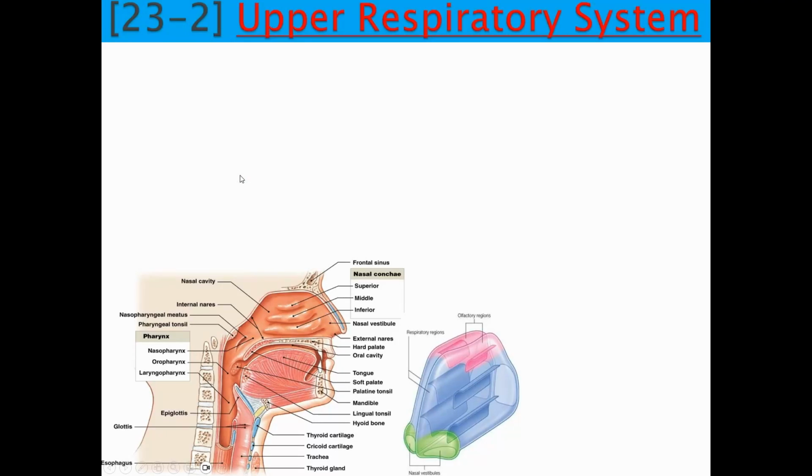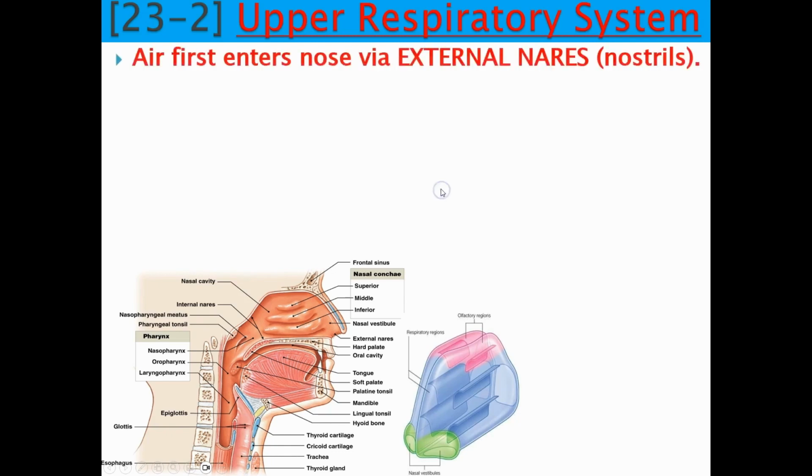All right, so let's get into the upper respiratory system, which is the second section of our Pearson book. We're following right along in chapter 23, part 2. The upper respiratory system: air is first going to enter at something called the external nares, or the nostrils. You can see right down here, these are the external nares. You should definitely know that term, external nares. That's what I end up using on the exam.